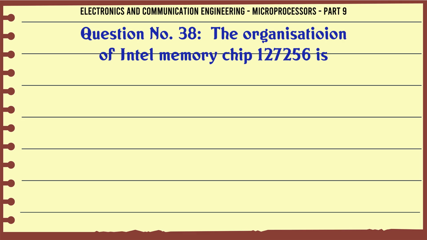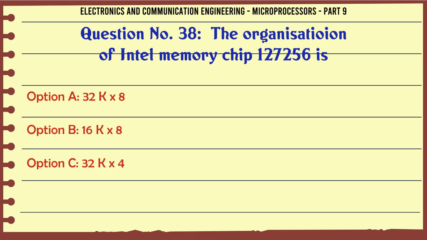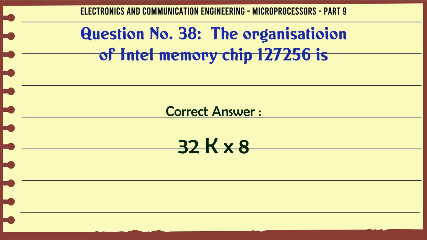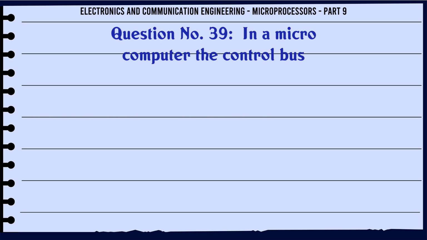The organisation of Intel memory chip 127256 is A. 32kx8, B. 16kx8, C. 32kx4, D. 16kx4. The correct answer is 32kx8.